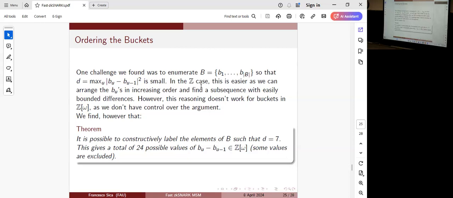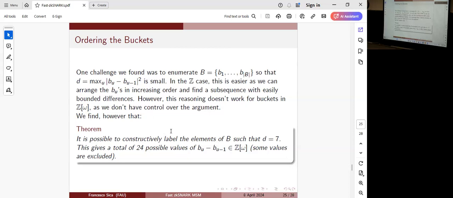But because we're dealing here in Z[ω], and we don't have control over the argument, if you add values which are not close to the values here, like on the opposite side, that are diametrically opposite, then you have big values. Okay, you have a big jump between the values.